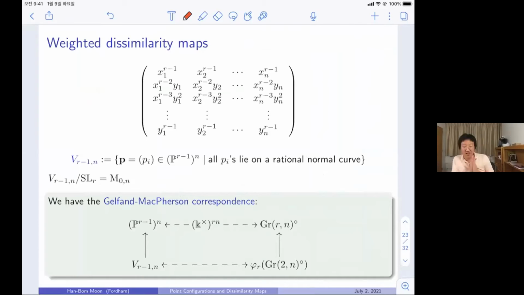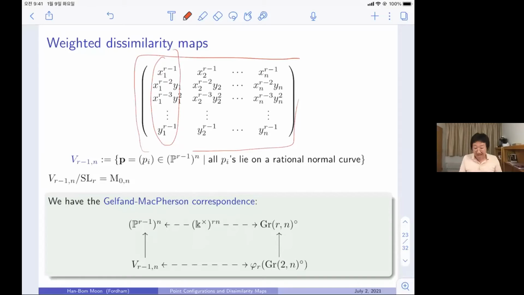Moreover, this is another interesting observation. Let's take a matrix representation, an R by n matrix, which is in the image of the map from Grassmannian G(2,n) to Grassmannian G(R,n). Now let's look at each column. Each column can be understood as a point in P^(R-1), which lies on a standard rational normal curve. In other words, if we take this matrix and take the columns, then we have n different vectors, and these n vectors lie on a single rational normal curve.